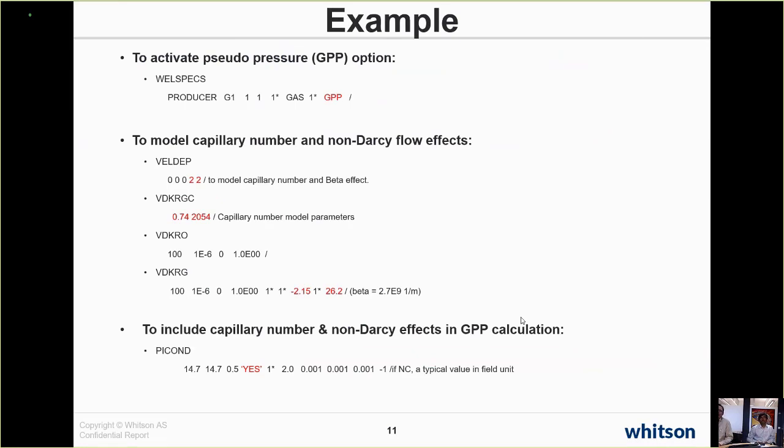Now, anybody else in the participation who has used these options and found something different? Want to share your experience?